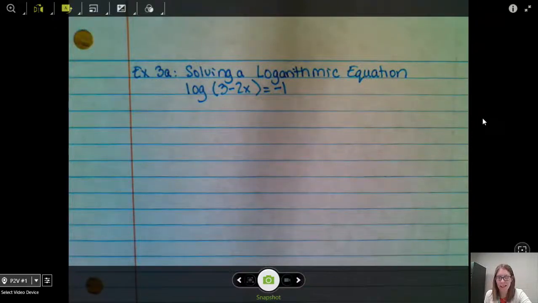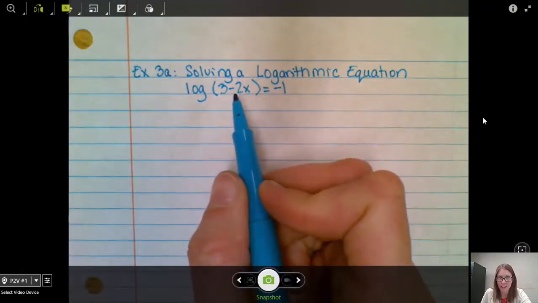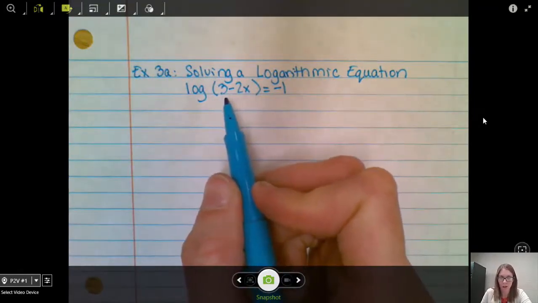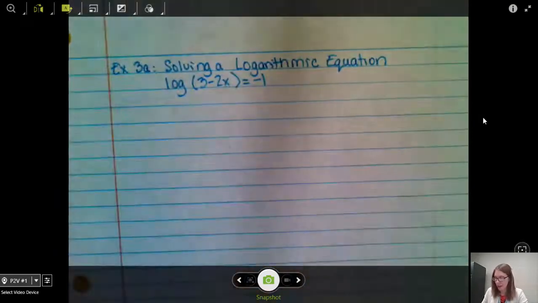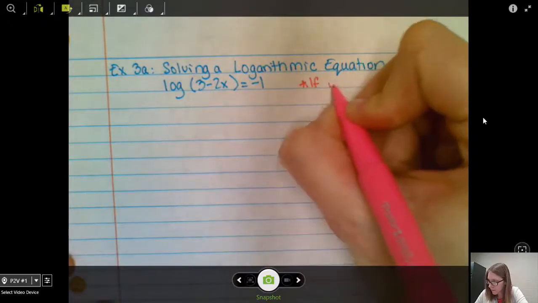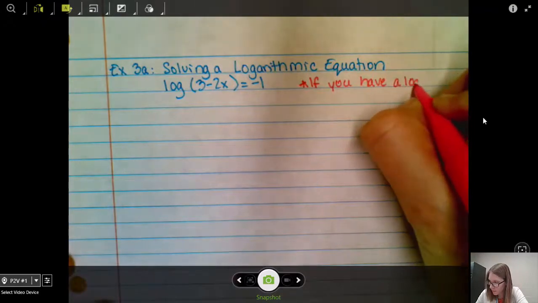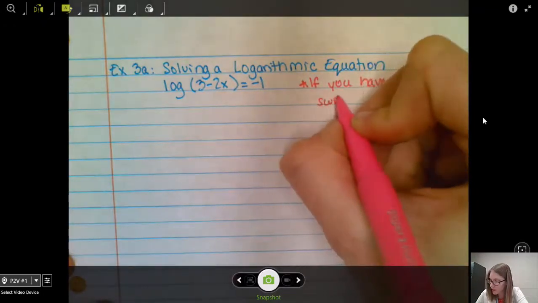Example 3a, now we're going to take a look at how we solve logarithmic equations. My equation here, I have the log of 3 minus 2x equals -1. Now I have to get x by itself somehow, but since I have the log of something including x, I can't just subtract 3 and divide by 2, okay? What I have to do, if we have a log, we need to switch to exponential form.